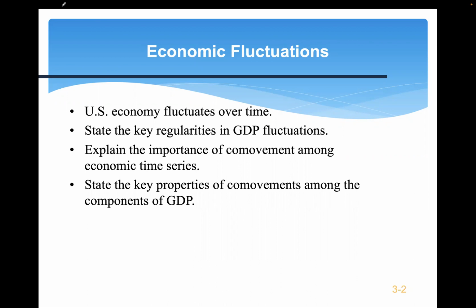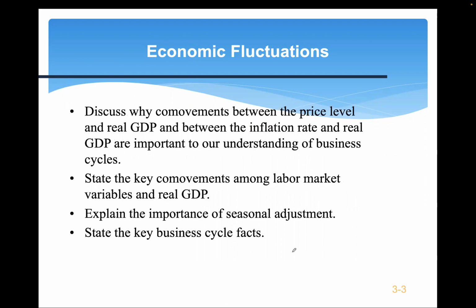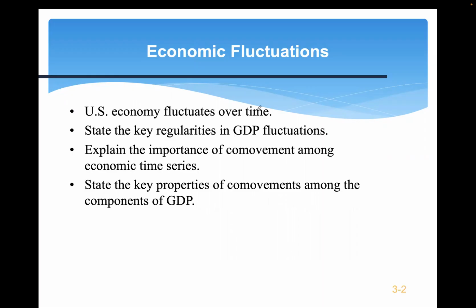Right? So based on the data, we are going to state the key regularity in GDP fluctuation, to see the patterns. Hopefully, we can see some patterns. And then we are going to explain the importance of co-movement among economic time series. So here there are two things. Number one, what is co-movement? And secondly, we understand what time series means.